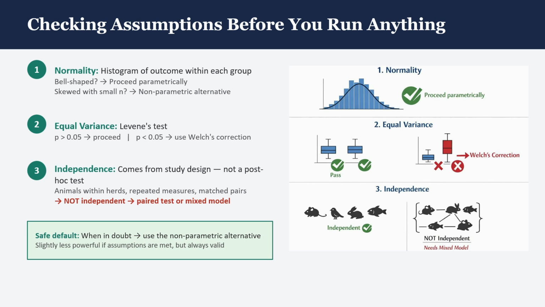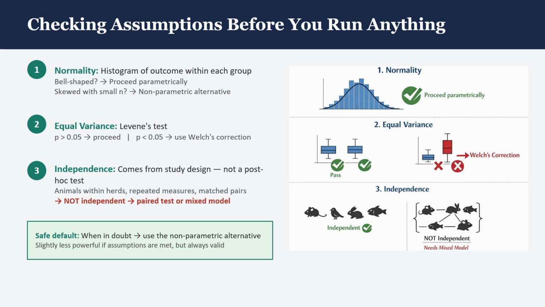Assumptions checking determines whether your test produces a valid result. The software will give you an answer regardless. It's your job to verify the answer is trustworthy. Normality, plot a histogram. Approximately bell-shaped? Good. With more than 30 observations per group, the central limit theorem generally protects you regardless. For small samples with obvious skewness, use the non-parametric alternative. Shapiro-Wilk gives you a formal small sample test, but visualizing the histogram is often more informative.